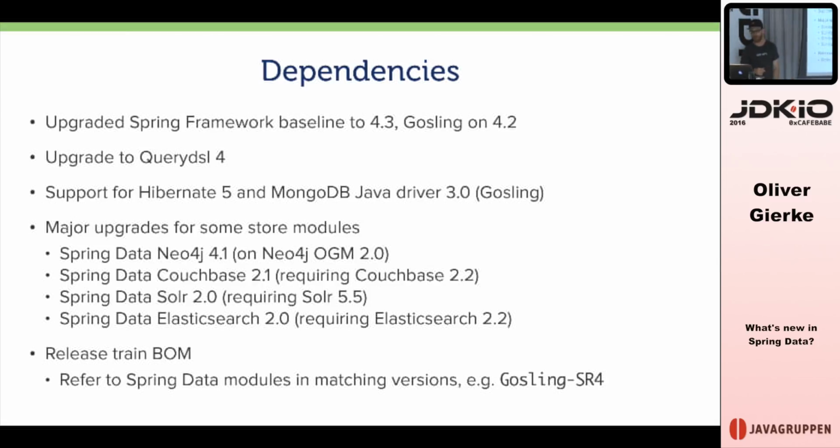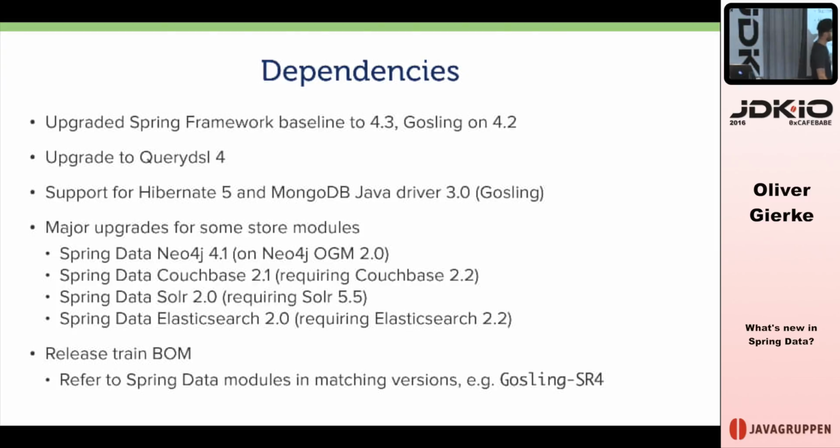Also, the final thing down here, if you're using Boot, then with Boot 1.4, you basically get Hopper out of the box. With 1.3, you can upgrade to it by just configuring a property. Or if you're not using Boot at all, there's a release train BOM. Also, there's an example project for how to use that out there.